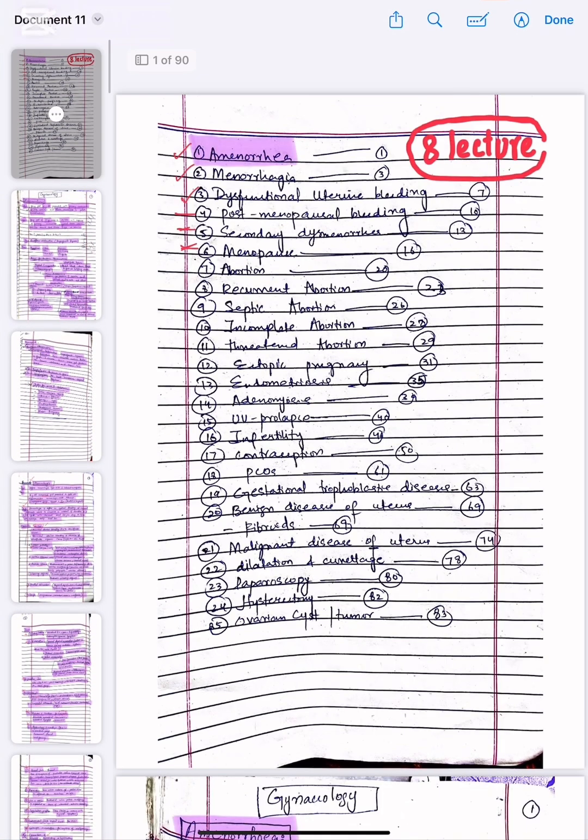So we have started the preparation for gynae subject and we have discussed the first three topics, that is amenorrhea, menorrhagia and dysfunctional uterine bleeding. Now in the next section we are going to discuss postmenopausal bleeding, secondary dysmenorrhea and the menopause.